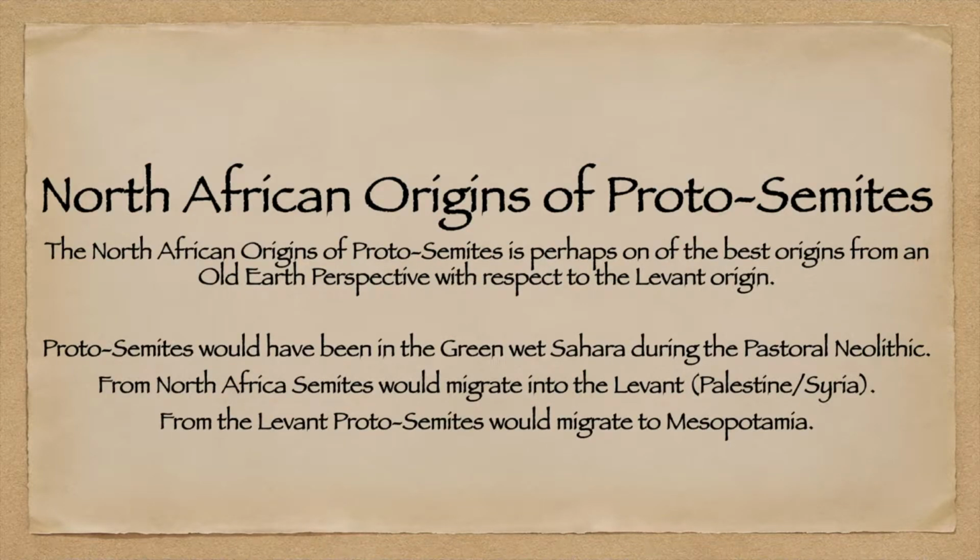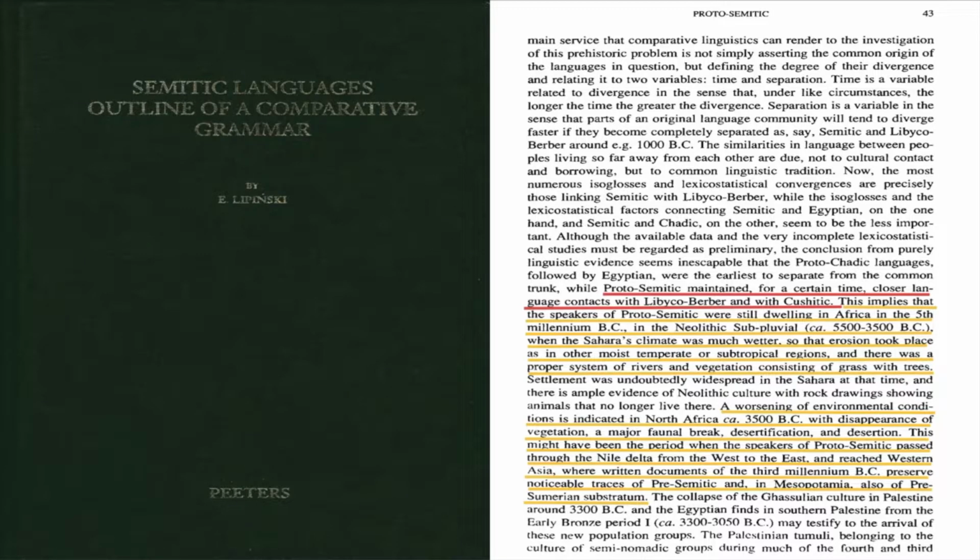So, the North African origin of Proto-Semites is perhaps one of the best origins from an older perspective with respect to the Levant origin. Proto-Semites would have been in the green wet Sahara during the pastoral Neolithic. From North Africa, Semites would migrate into the Levant, Palestine, Syria. From the Levant, Proto-Semites would migrate to Mesopotamia. So this is a great book, The Semitic Languages: Outline of a Comparative Grammar by E. Lipinski.